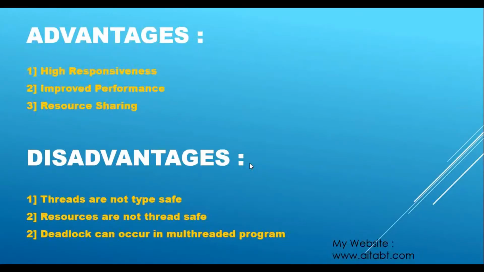Now let's see the advantages and disadvantages of multithreading in C#. So there are these advantages: first, high responsiveness, second, improved performance, and third, resource sharing. The advantage of high responsiveness we have already seen in the previous tutorial, and I have just shown you in this tutorial as well. That is, we can make our application highly responsive by using that child thread, by making that time consuming method run in a different thread. So that's how we can make our application highly responsive.